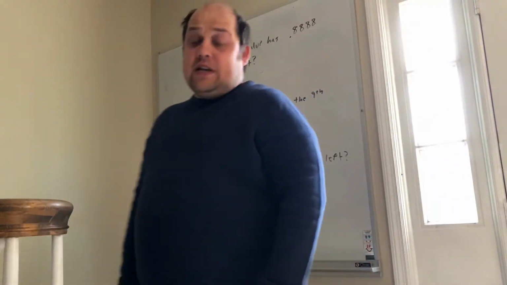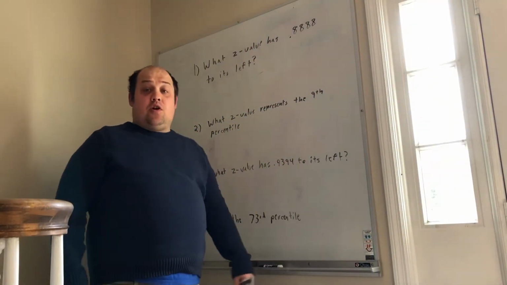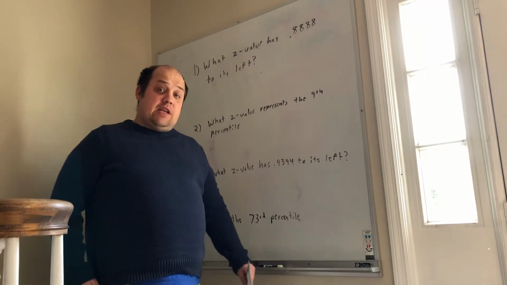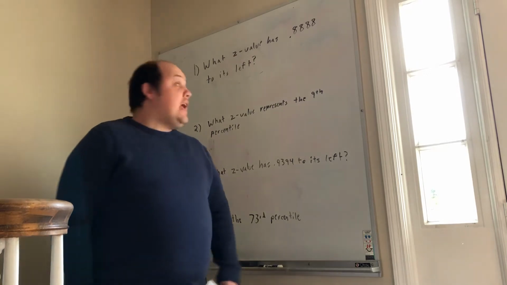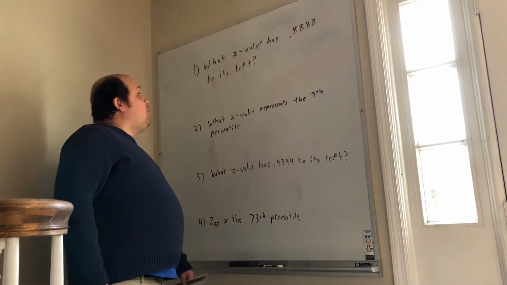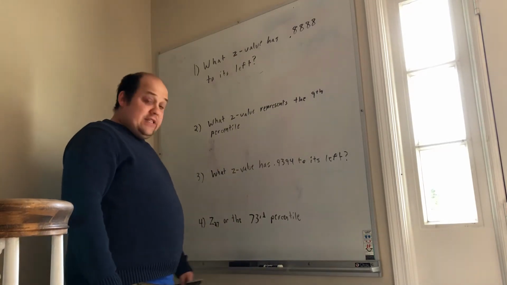This is part one of the class activity on normal curve percentiles and word problems. So the first question on this class activity asks us what z-value has 0.8888 to its left.